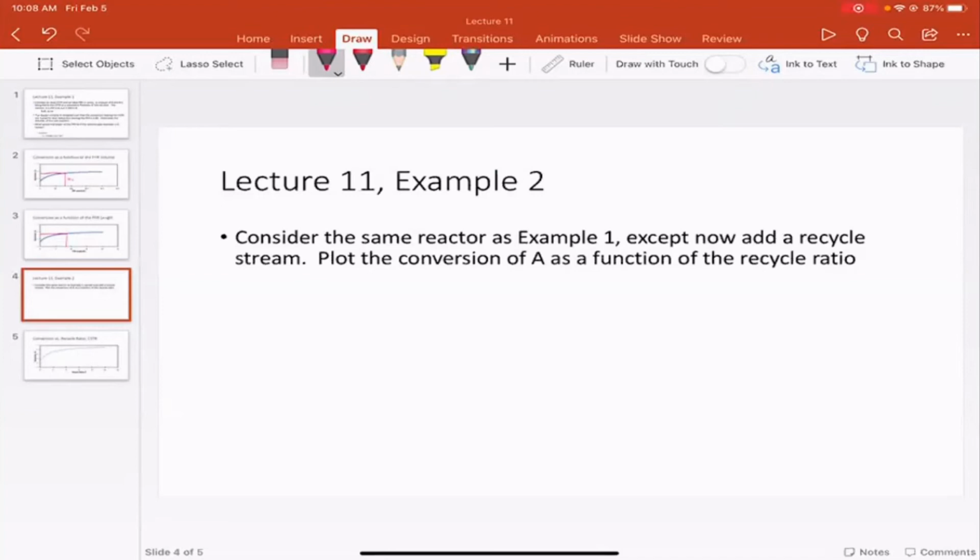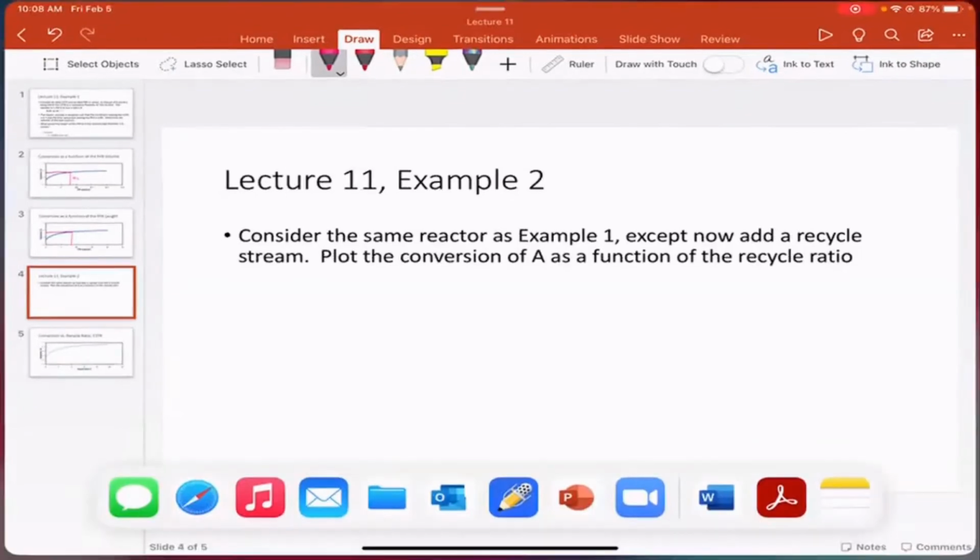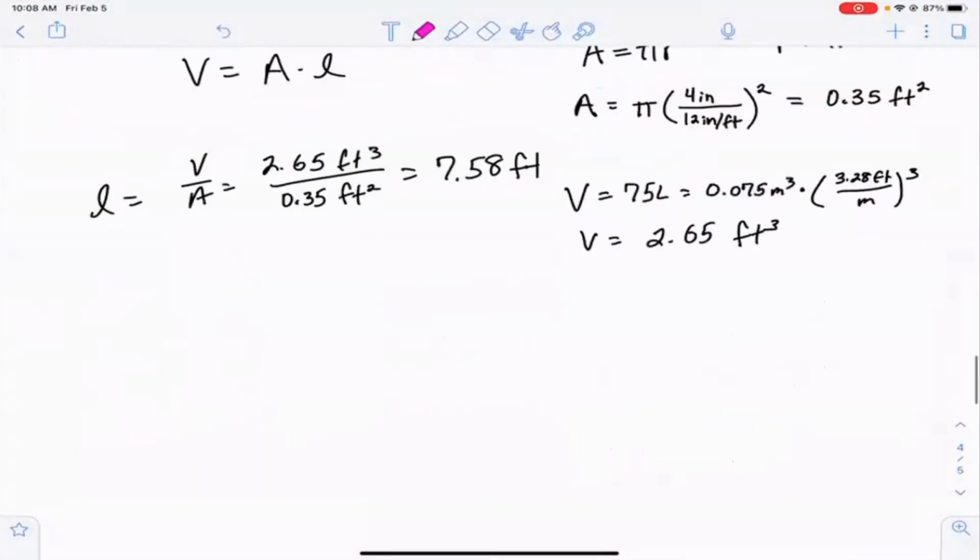And so let's consider the exact same reactor, right? The exact same size that we had in the previous problem, 12.5 liters, except now we're going to figure out a way to boost the conversion, or get the concentration of A and B as low as we can inside of our reactor. And one way to do that is a recycle stream. Let me draw how we would implement this.